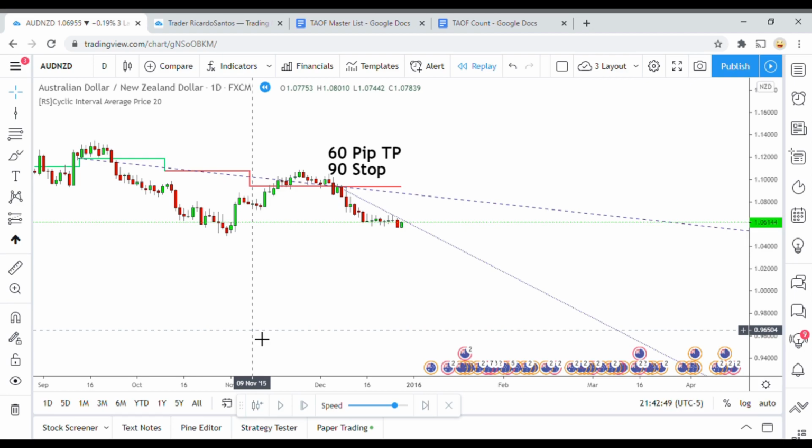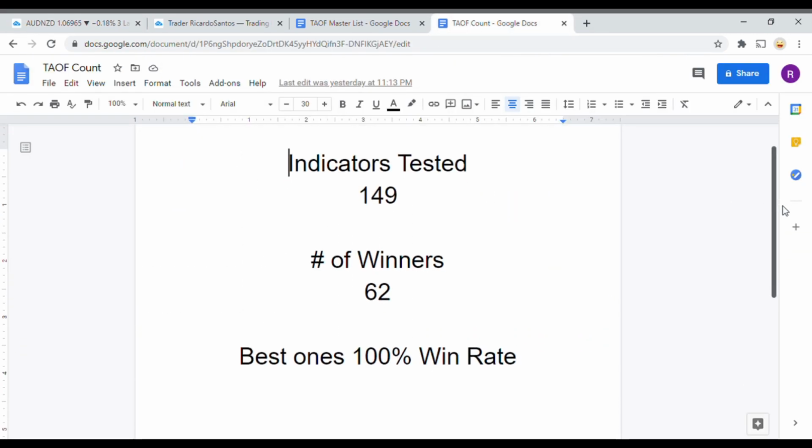Alright, as I said, today we will be testing the Cyclic Interval Average Price indicator. But before we do, I wanted to put the indicator scoreboard up for everyone to see.